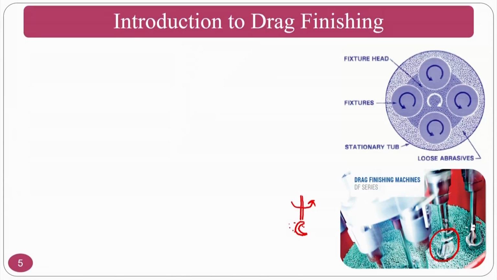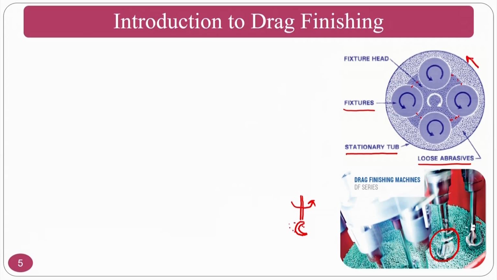If you see here, a stationary hub is there, loose abrasive particles are there, fixtures holding the components, and fixture heads on the top. If you rotate all, you see all the components are located on the same pitch circle. All are rotated while keeping the abrasive particles stationary, or you can also give the abrasive particles motion by using a stationary tub.